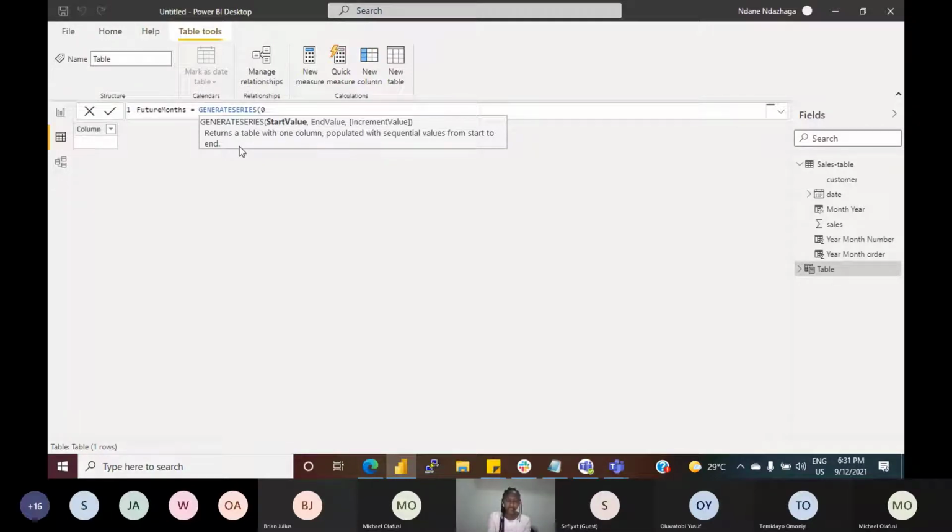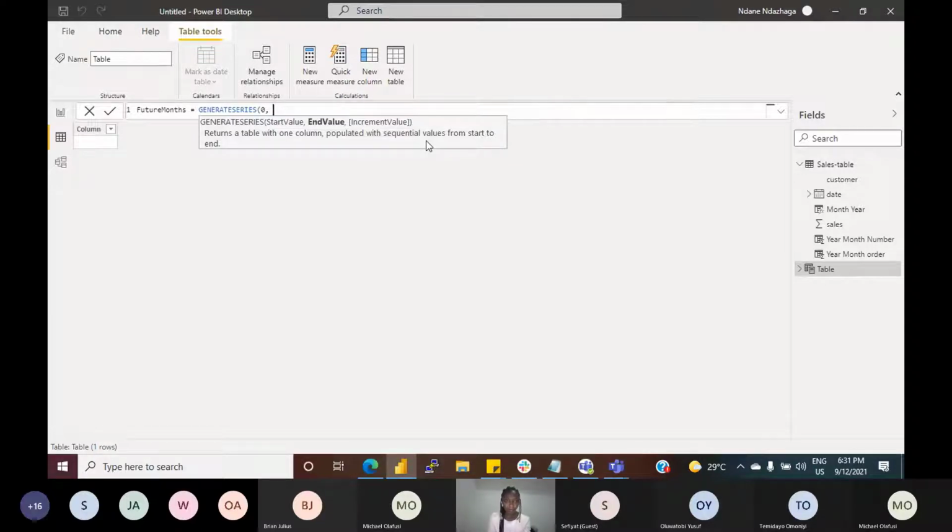So you just generate series. Generate series means returns a table with one column populated with sequential values from start to end. So the first one is months. I'll explain this by the time when we plot it and we are seeing everything.